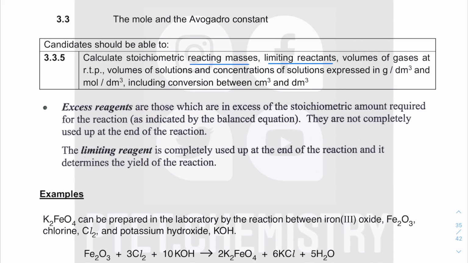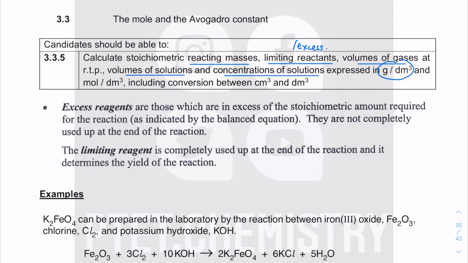So limiting goes together with excess reactant. Limiting is something that is used up completely. Excess is basically something that is present in excess, hence it's not used up completely. And then we're going to be talking about that in terms of the volume of gases, in terms of volume of solutions, and even reacting masses as well.